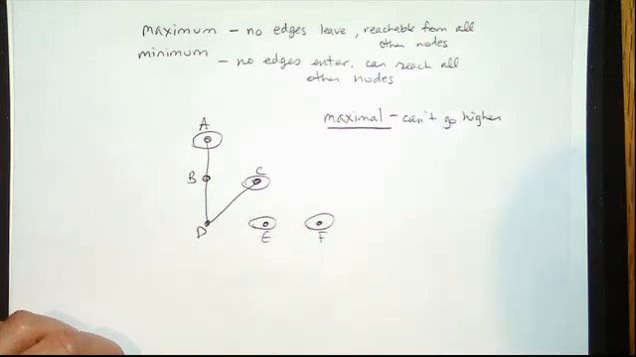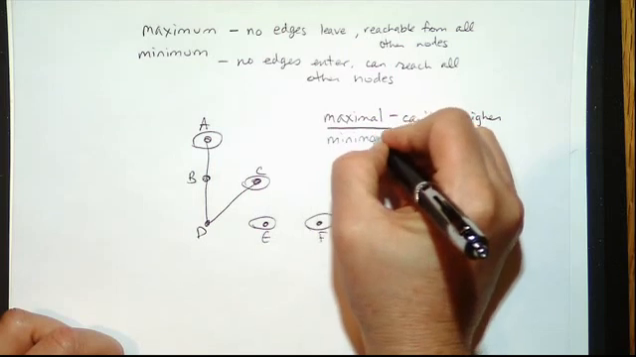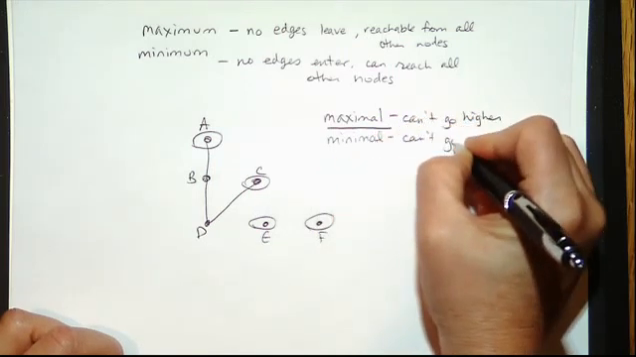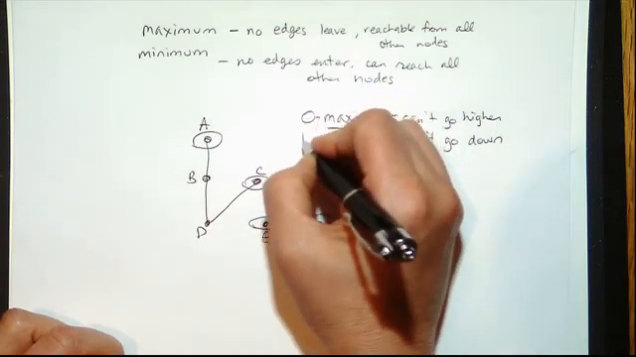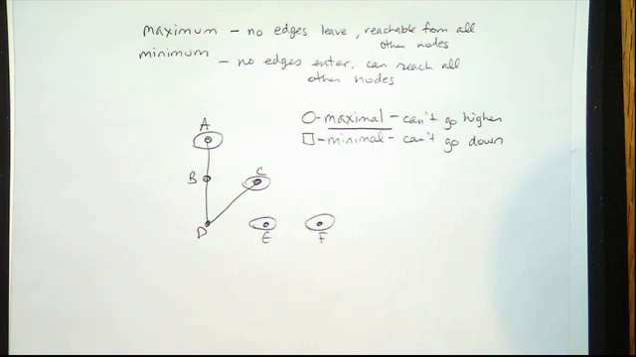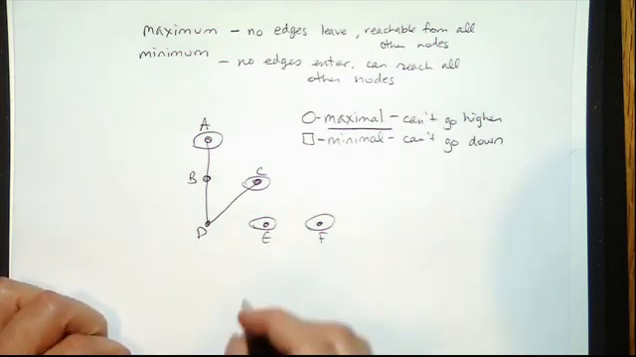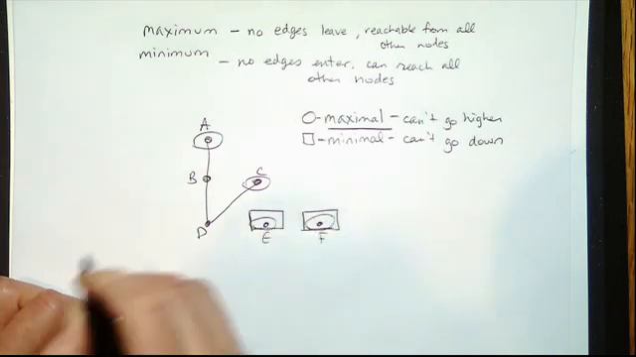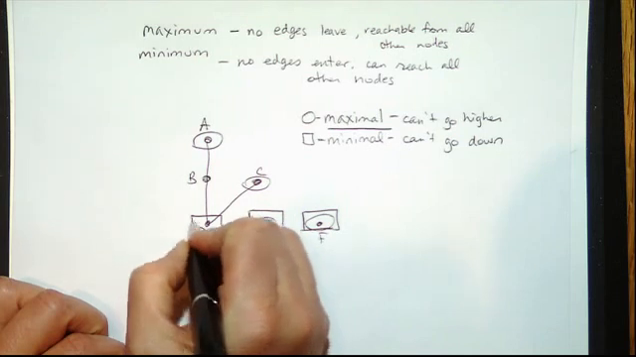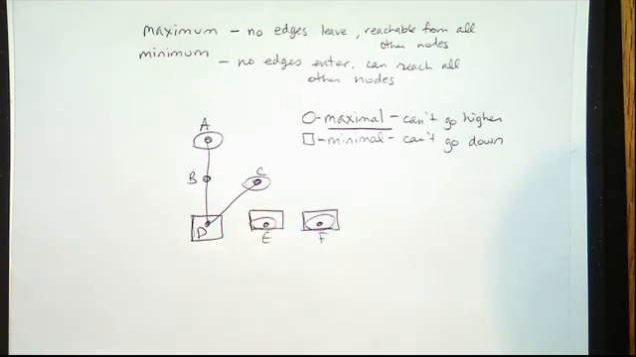Without going back down. And minimal is like that too, except I can't go down without going up. So we draw circles for maximal, we're going to draw squares for minimal. By the way, I might change that for a test, so make sure you read the directions. So E and F are minimal. D is also minimal. Is C minimal? No, because I can go down to D, and B's not minimal, and A's not minimal. So if I have more than one minimal element, I can't have a minimum. And if I have more than one maximal element, I can't have a maximum.